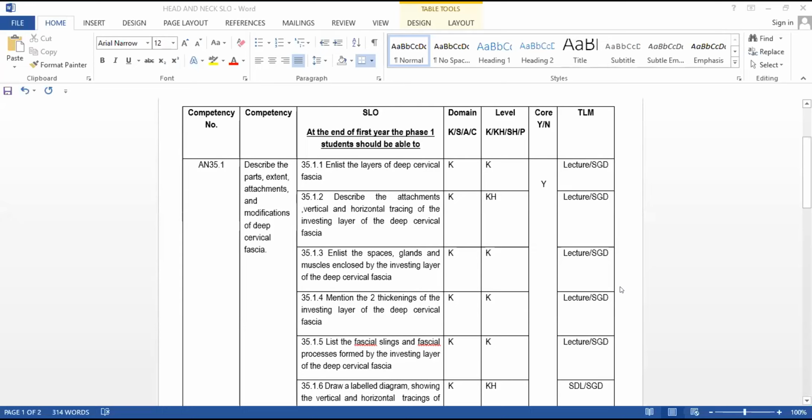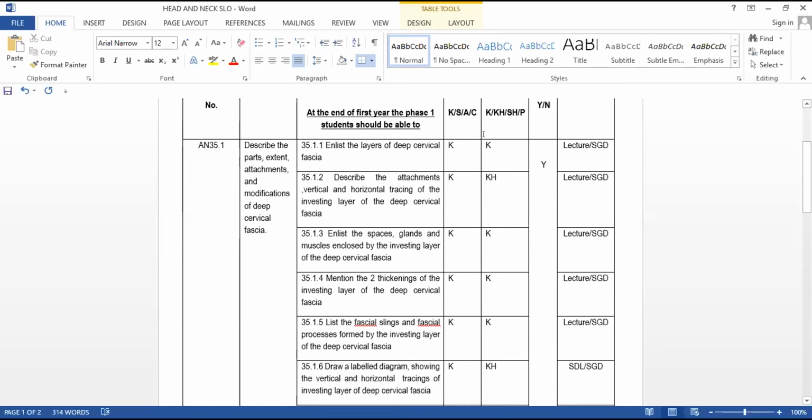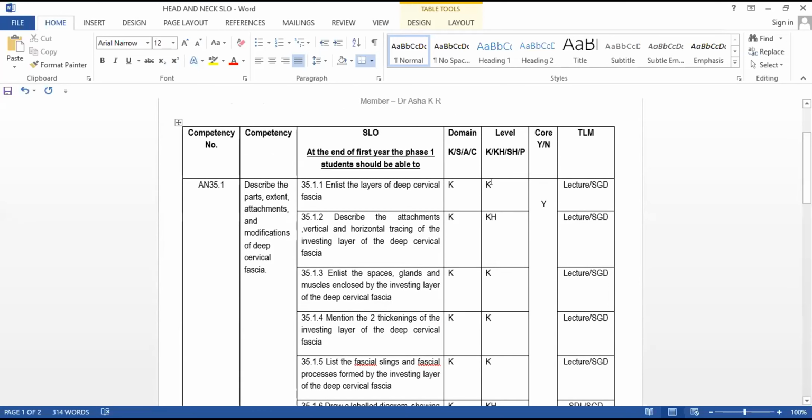So my competency was AN 35.1, and we have divided it into SLOs. So I will read out the SLOs. The first SLO: my competency is to describe the parts, extent, attachment, and modifications of deep cervical fascia. The SLOs are: enlist the layers of deep cervical fascia; the domain is K, level is K, and it's a core competency. The teaching learning methods are lecture and small group discussion.